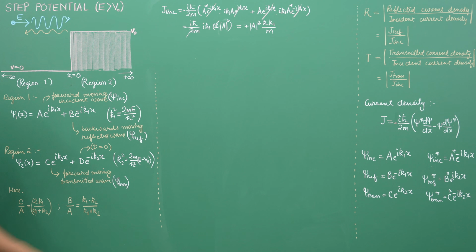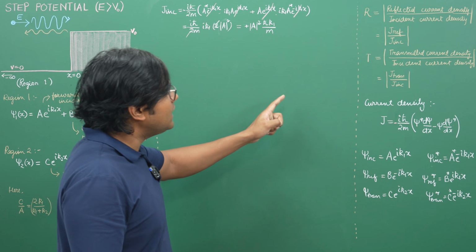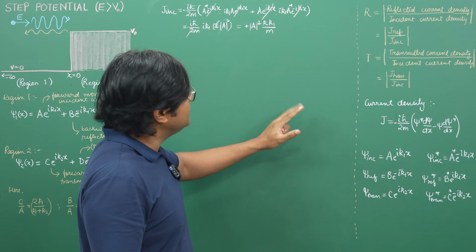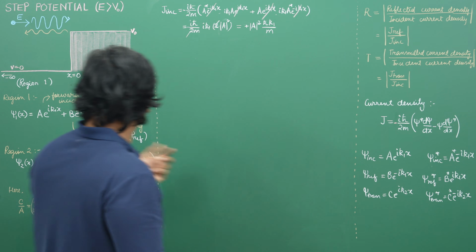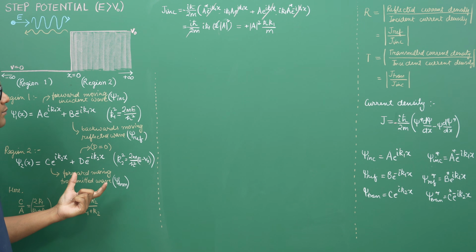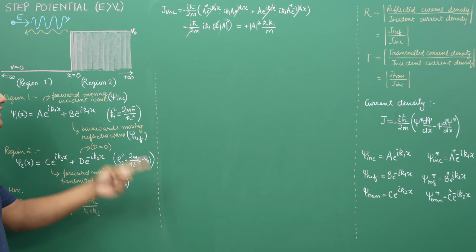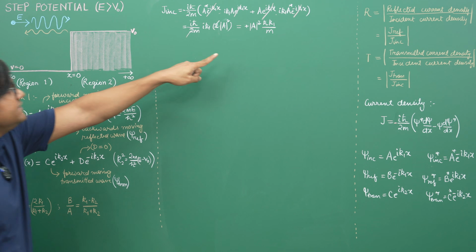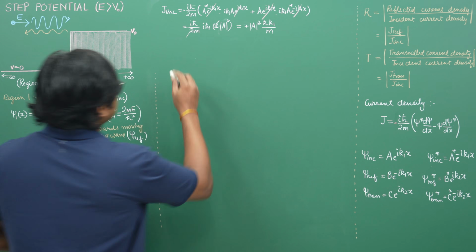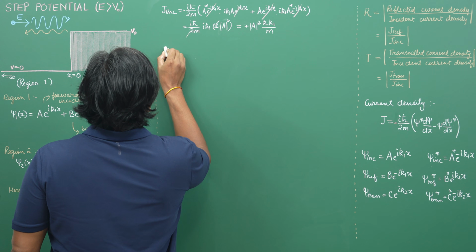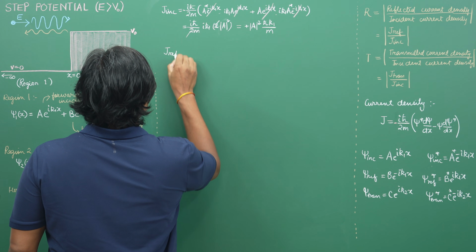Now, once you can calculate the current density for the incident wave, you can easily do that for the reflected and the transmitted waves. They have a similar form because the solutions have a similar look to it. But I'm going to do it for the sake of completeness. If you want, you can skip ahead because you can easily see from here how the current densities for the reflected wave and the transmitted wave would look.